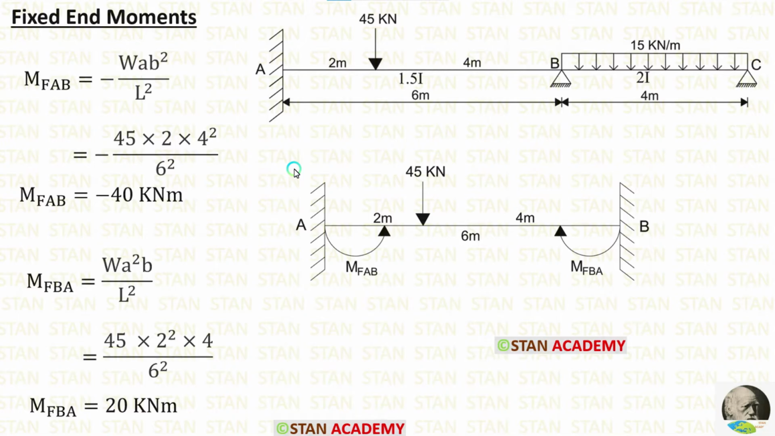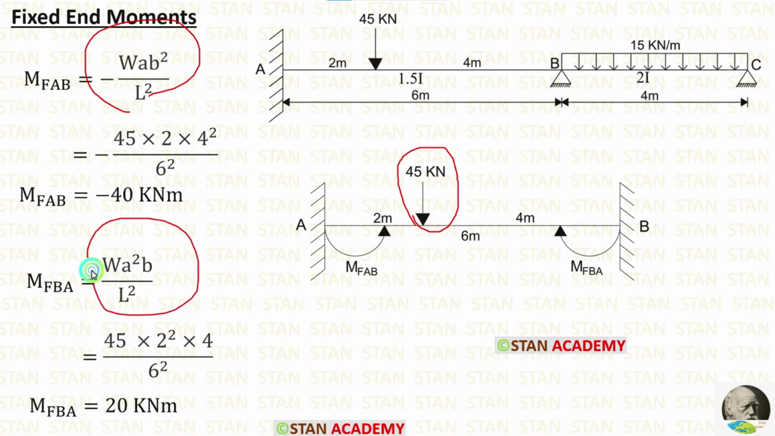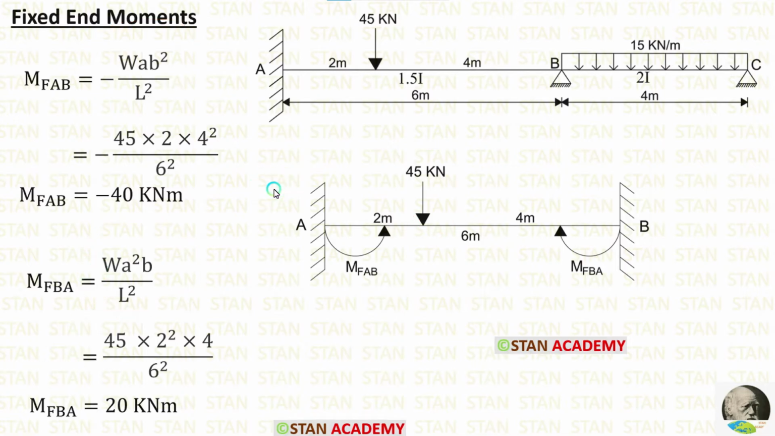Now let's apply the formula and find out the fixed end moments. In the span AB, the point load is not acting on the center. We already saw the formulas. Let's apply the values inside the formulas. W is 45, A is 2, B is 4 and L is 6. After calculation, we are getting M of AB is equal to minus 40 kN meter and M of BA is equal to 20 kN meter.